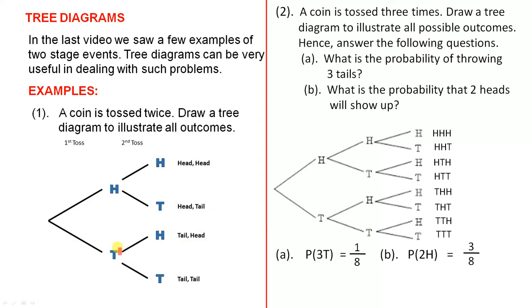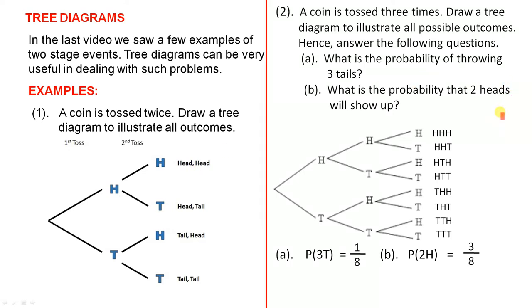And if you toss a tail in the first toss, then the second choice can be a head or a tail. So the way you read the tree diagram, you just keep going up to the top branch. So you've got head, head. Then you go to the next one, which is head, tail. The third one is tail, head. And the last one is tail, tail. And that's how you illustrate and list all the outcomes. So there are 4 separate outcomes.